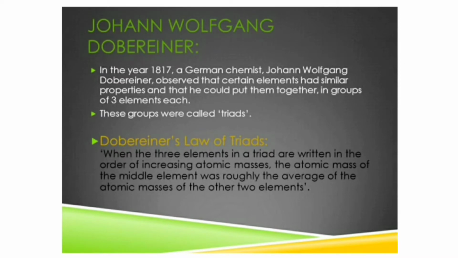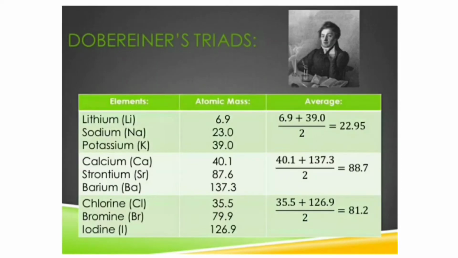Johann Wolfgang Döbereiner. In the year 1817, a German chemist, Johann Wolfgang Döbereiner, observed that certain elements had similar properties and that he could put them together in groups of 3 elements. These groups were called triads. Döbereiner's law of triads: when the 3 elements in a triad are written in the order of increasing atomic masses, the atomic mass of the middle element was roughly the average of the atomic masses of the other 2 elements.